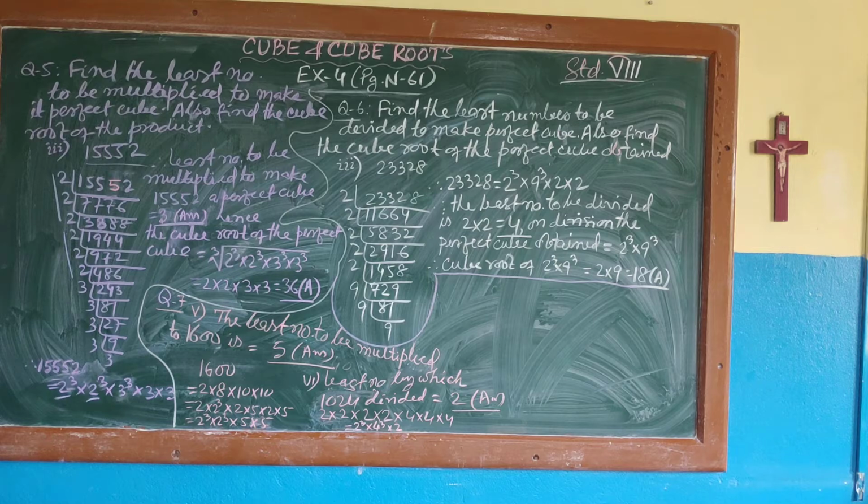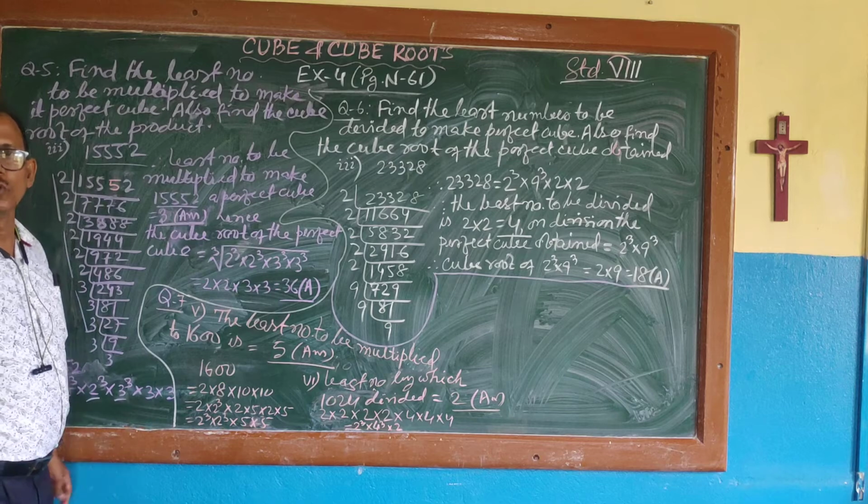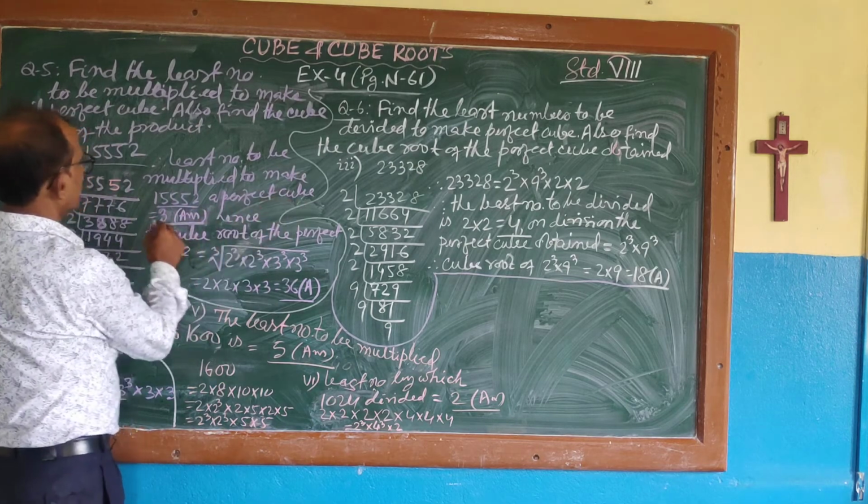That will be easy, because see, this is a perfect cube. This is also a perfect cube number. Then, is there any number left that must be multiplied? That we will see later. Now 3 into 3 into 3, again 3 cube. Now these two 3s are not in a triplet. You have to make it a triplet. So what do you have to multiply, at least? You have to multiply by 3 so that this number will be a perfect cube. I hope it is clear to you. So the least number to be multiplied to make 15,552 a perfect cube is 3.